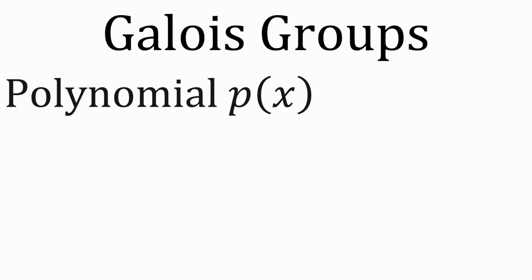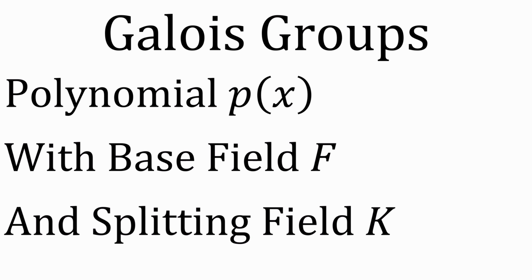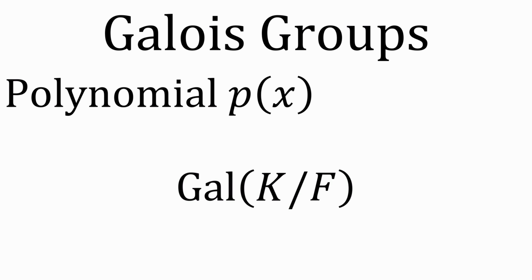Let P of X be a polynomial. Recall that the base field, call it F, is the smallest field containing the coefficients of our polynomial. When we adjoin the roots to F, we get what's called the splitting field. Let's call that K. When we consider the Galois group of the field extension K over F, the true interpretation of these Galois groups and how they relate to polynomials becomes more apparent.